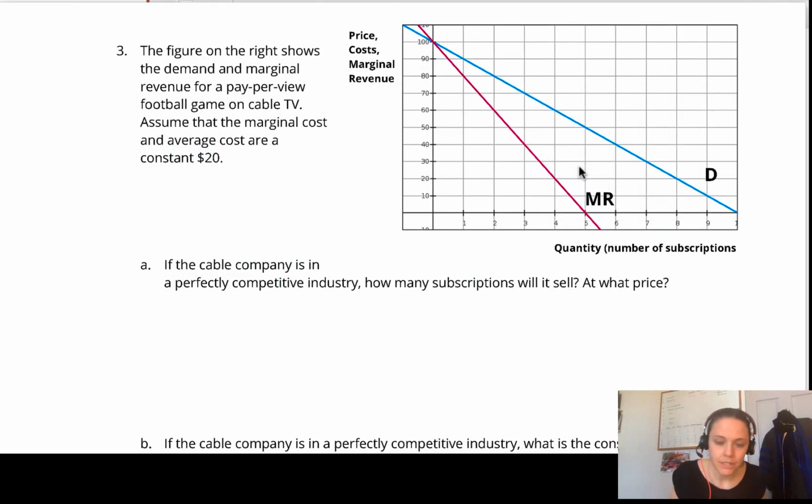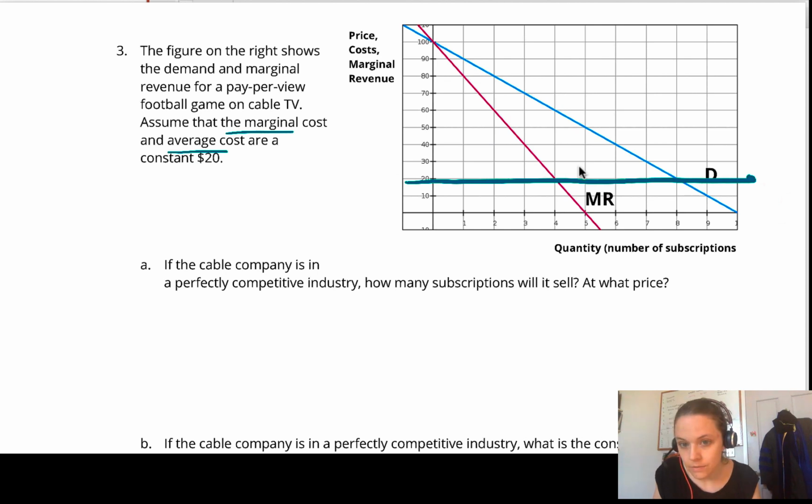In this example, I want to talk through another graphical example, but in a case where we can compare easily to what would be happening in a perfectly competitive market. So what we can know from this problem is that the marginal cost and average cost are a constant $20. So I'm just going to draw this right here. And this is MC, and it's equal to ATC.